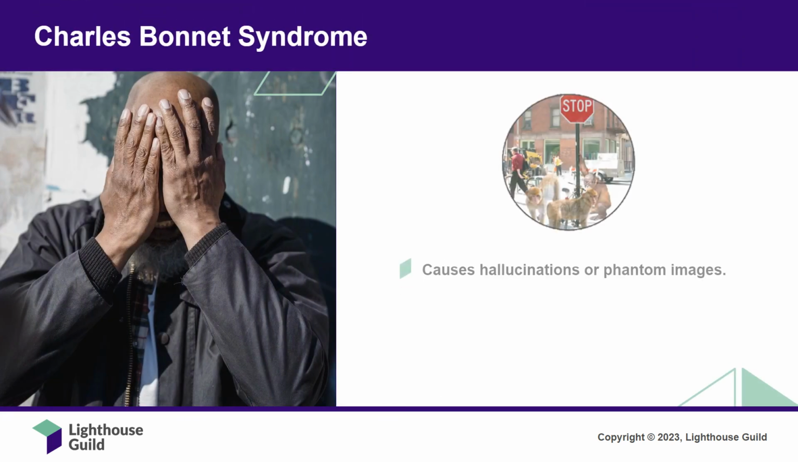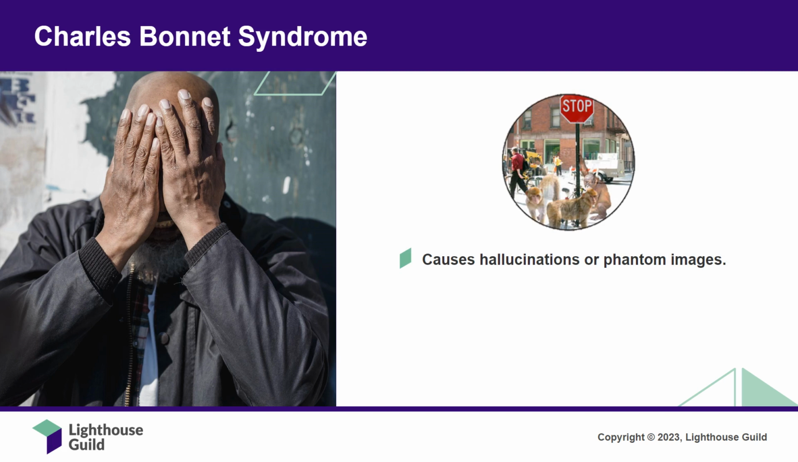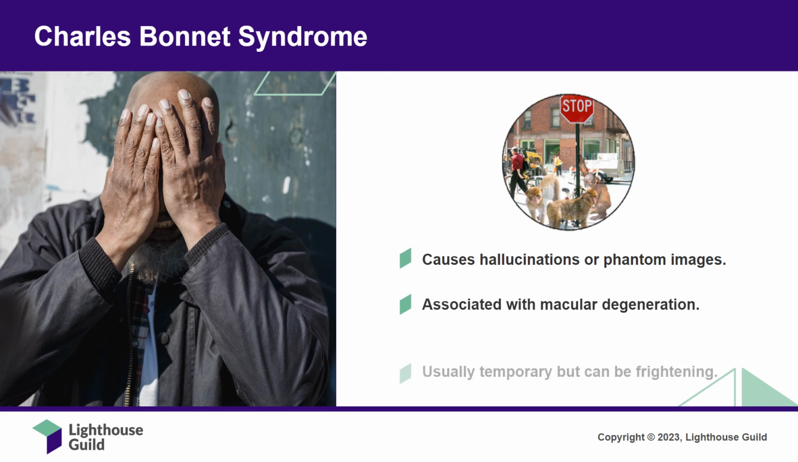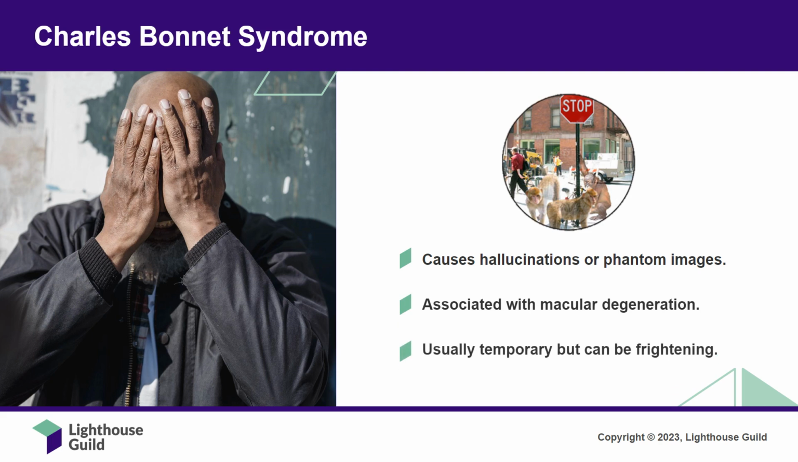Charles-Bonnet syndrome causes people to see visual hallucinations or phantom images ranging from simple patterns and shapes to detailed pictures of faces, figures, flowers, etc. It is most associated with macular degeneration, but can occur with other eye diseases as well. Although it's usually temporary, Charles-Bonnet syndrome can be frightening for both the person and their family. People are often fearful that they are having mental or cognitive issues and may not tell others about what is happening.